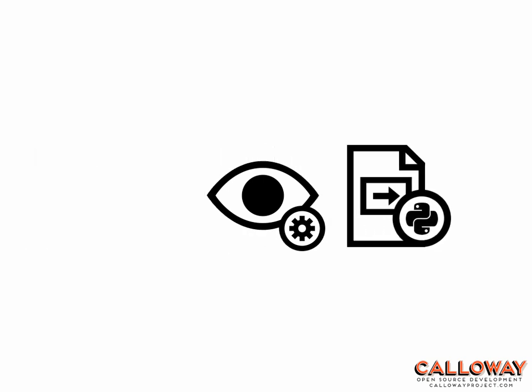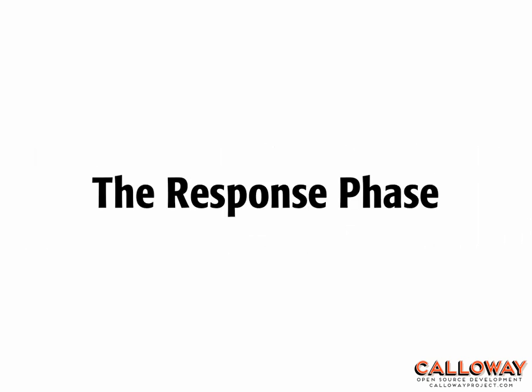A final step in the request phase is the view. In the simplest sense, a view is a callable Python object that accepts an HTTP request object and returns an HTTP response object. Views might also accept arguments that are derived from parts of the request path. The response phase.